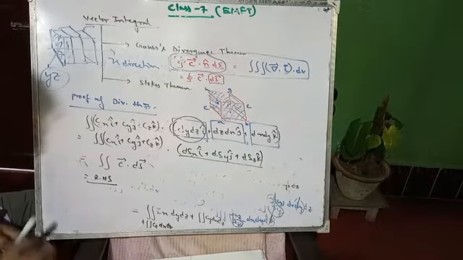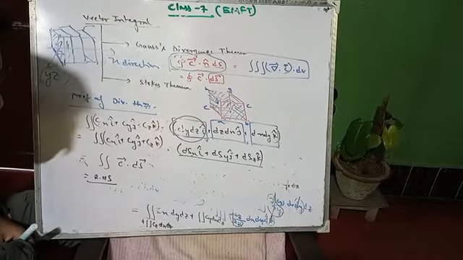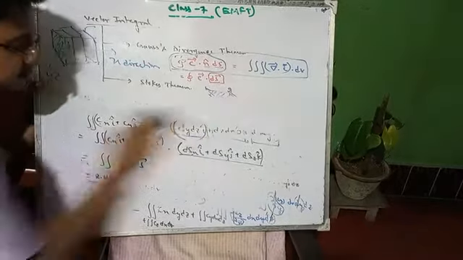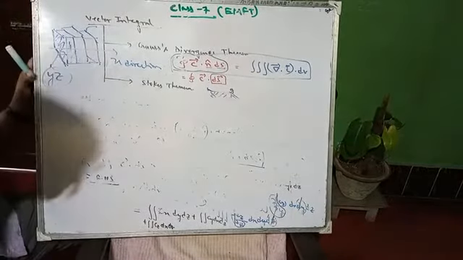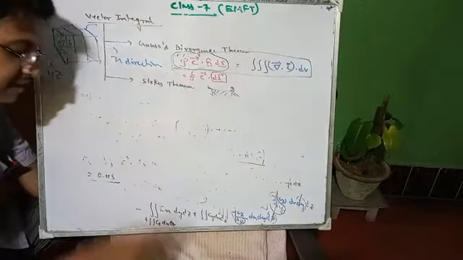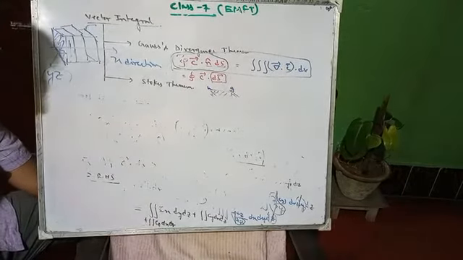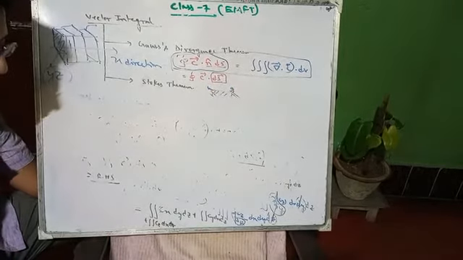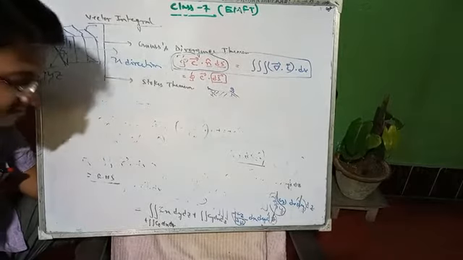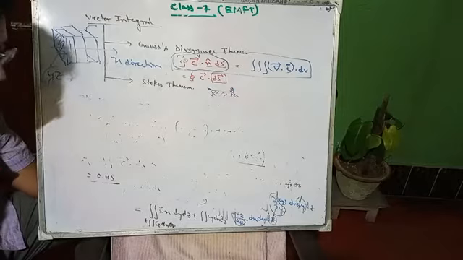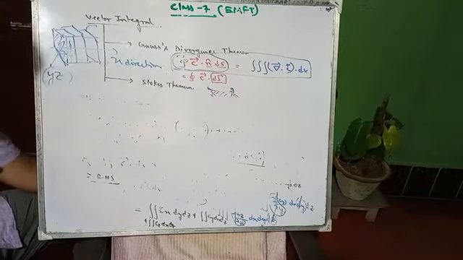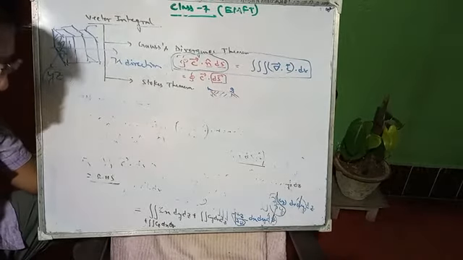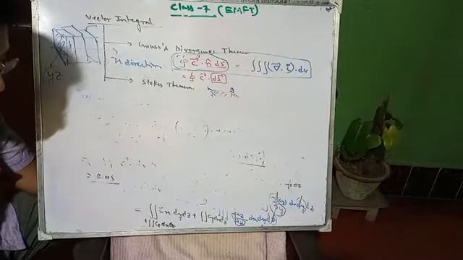Now I will move to Stokes theorem. It is very important, so please write Stokes theorem. Stokes theorem states that the line integral of the tangential component of an arbitrary vector field around a closed loop is equal to the surface integral of the normal component of the curl of that vector.